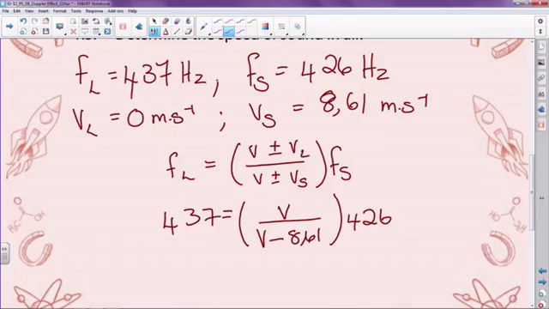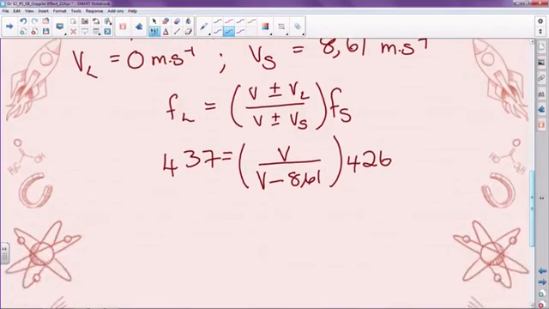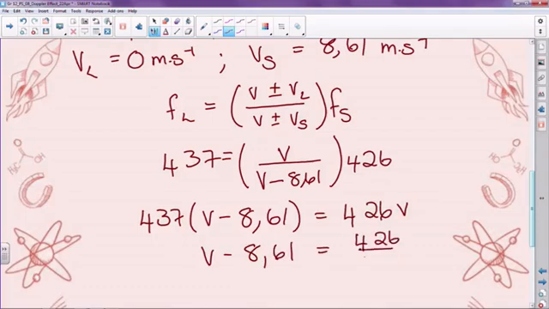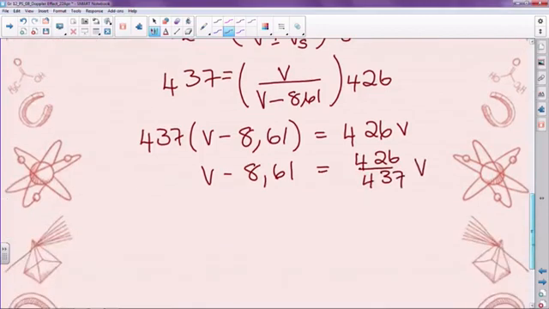Now, it's a maths problem. How you solve the maths from here is up to you. I'm a little bit lazy when it comes to this. Well, I like to find the easy way around. So I'm going to go 437, I'm going to take the bottom of my fraction out, equal, and this becomes 426V. Then I'm going to divide both sides by 437. Okay, because now that gives me a decent answer.